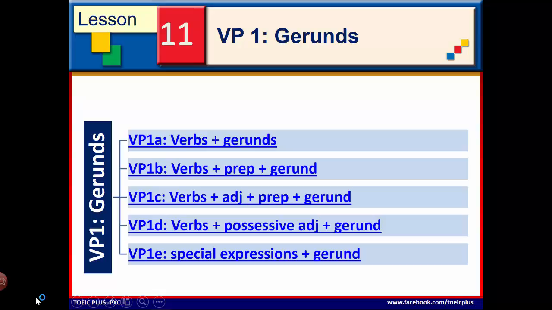Okay. 1A, you say verbs, gerund. 1B, verbs, preposition, gerund. 1C, verbs, adjective, preposition, gerund. 1D, verb, possessive adjective, gerund. 1E, special expression, gerund. So for 1A, you have only verb and then gerund. For 1B, you add something else: verb, preposition and gerund. For 1C, you add something else: verb, adjective, preposition, gerund. For 1D, you change this adjective to possessive adjective, so verb, possessive adjective and gerund. And 1E, special expressions and gerund.